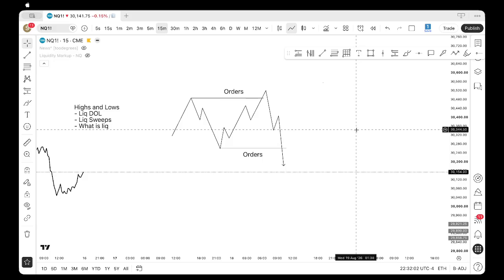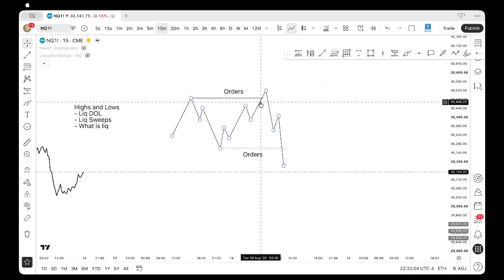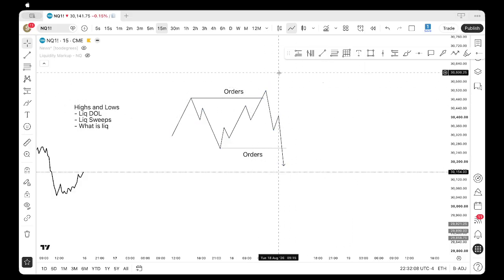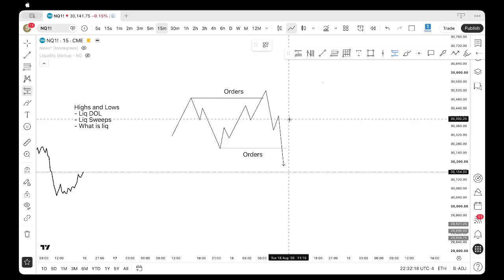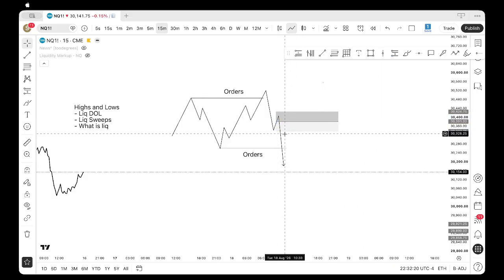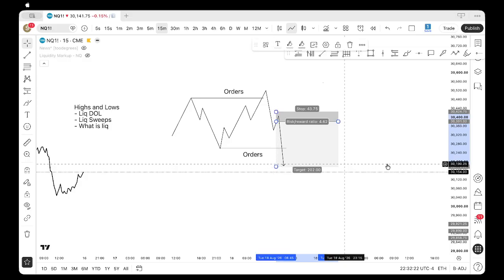So now, logically, we swept out this order, this area. Let's say there's multiple millions here. We swept it out. We're now displacing in the opposite direction. So this gives us confirmation maybe for an entry trigger. I'll make another video explaining fair value gaps, but I think I can do it in this one. We can take a trade off a fair value gap in this direction, off an EQ balance.